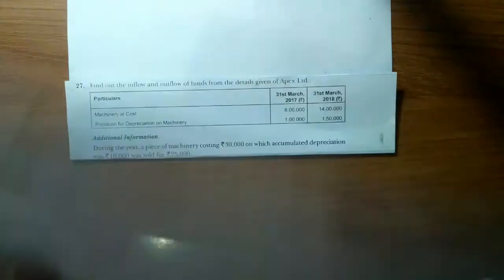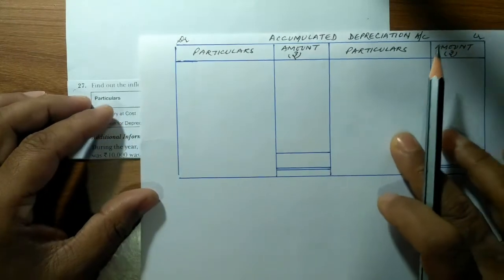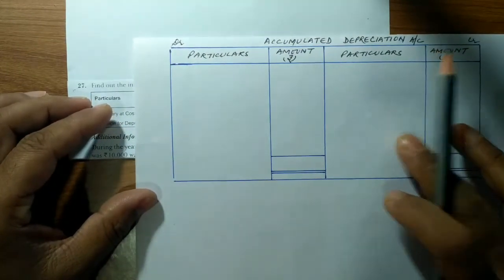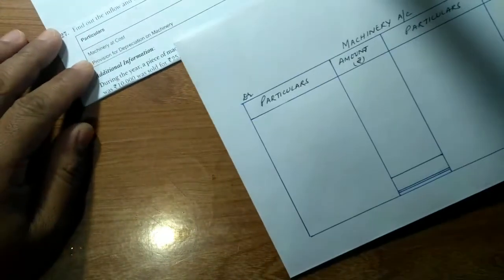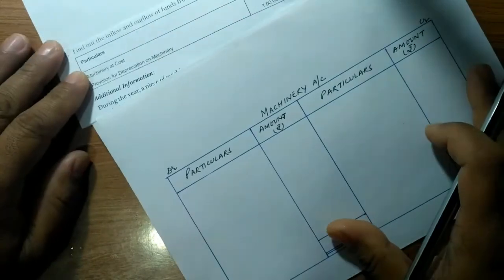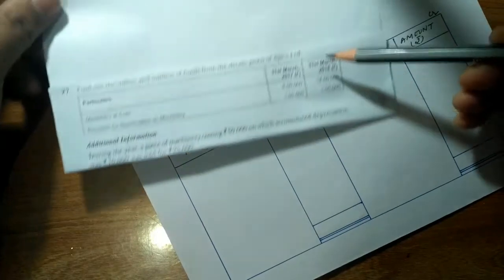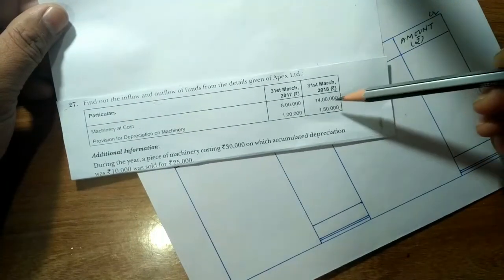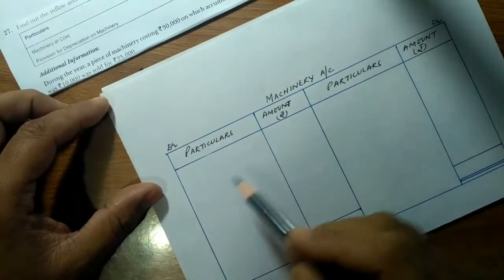I have already made the format of the ledger. This is the ledger of the machinery account and the accumulated depreciation account. We also say this as provision for depreciation account. So when you have to make an account, first of all, we will open the accounts by writing. Here we have the opening value of machinery. Here it is shown as 8 lakh and the closing value is 14 lakh. So first of all, we'll write these 2 items in the machinery account. Machinery account will have a debit balance. So we'll start from the debit side.